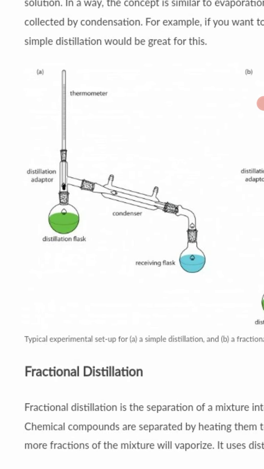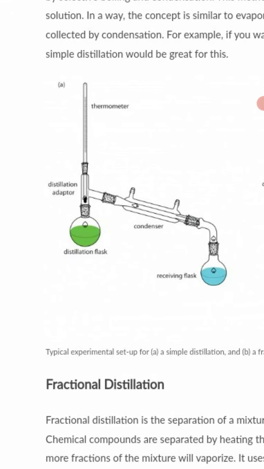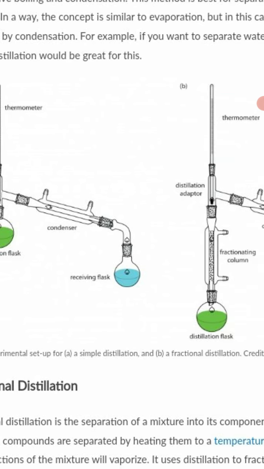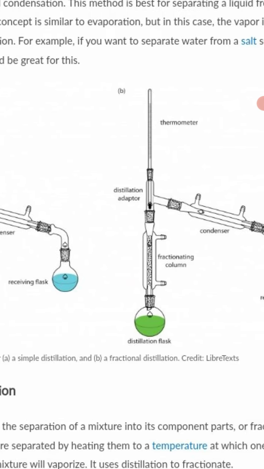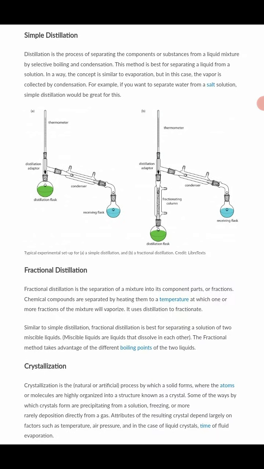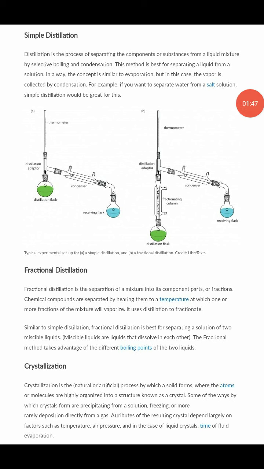I think we have the diagram right here. Okay, this is the whole process. The first part is the simple distillation, while the other part is, I think, fractional distillation. Okay, so for fractional distillation, fractional distillation is the separation of a mixture into its component parts.